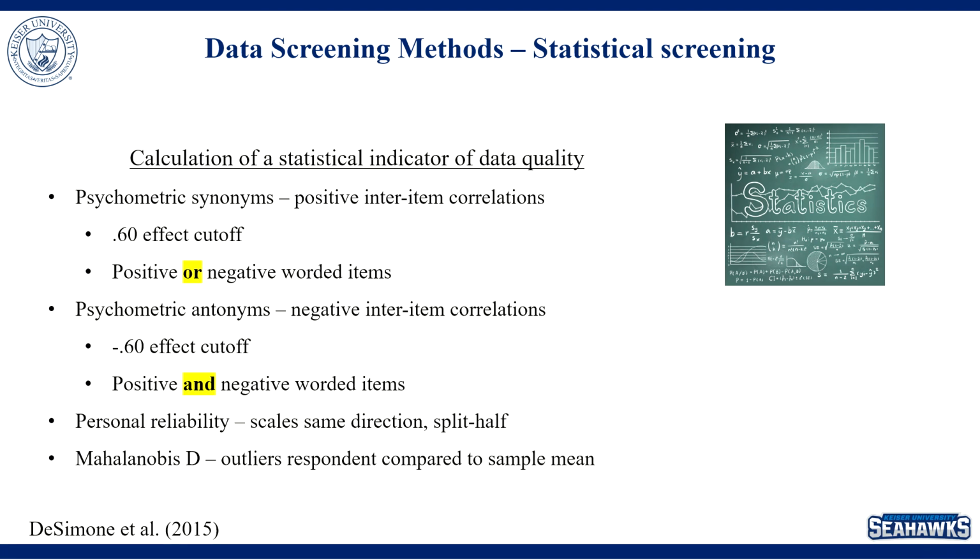However, if you were to take this approach, you take scales, for instance, that are in the same direction, you divide the responses in half using the split-half technique, and then you analyze those two sets of responses, and those should be similar. And then there's Mahalanobis D, where a respondent may have outliers, and you compare those to the sample mean, and if there are significant outliers compared to the sample mean, it may again be unreliable data. Again, another very complicated approach when other approaches may be just as effective.